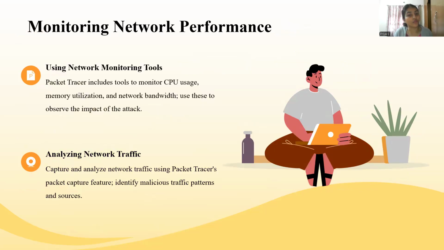Next is monitoring the network performance. It has two stages. One is using network monitoring tools, as Packet Tracer includes tools to monitor CPU usage, memory utilization, and network bandwidth. Use these to observe the impact of the attack. The next is analyzing the network traffic. In this, we capture and analyze network traffic using Packet Tracer's packet capture feature, and identify malicious traffic patterns and sources.